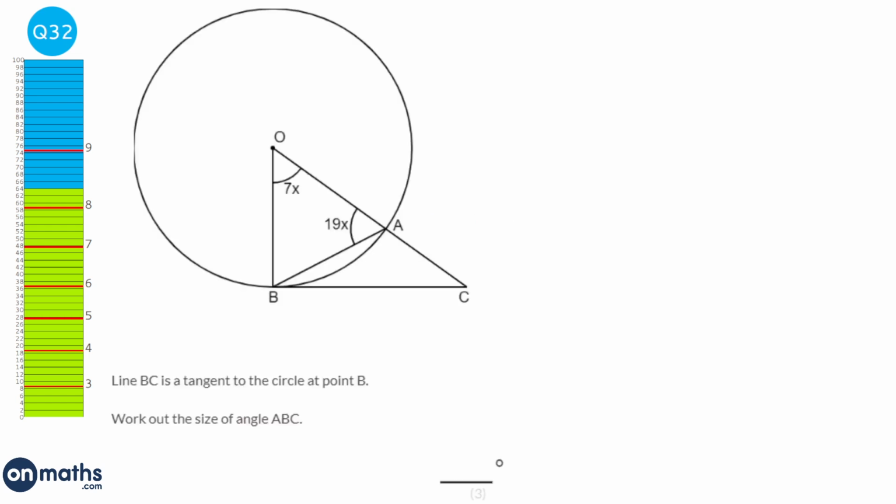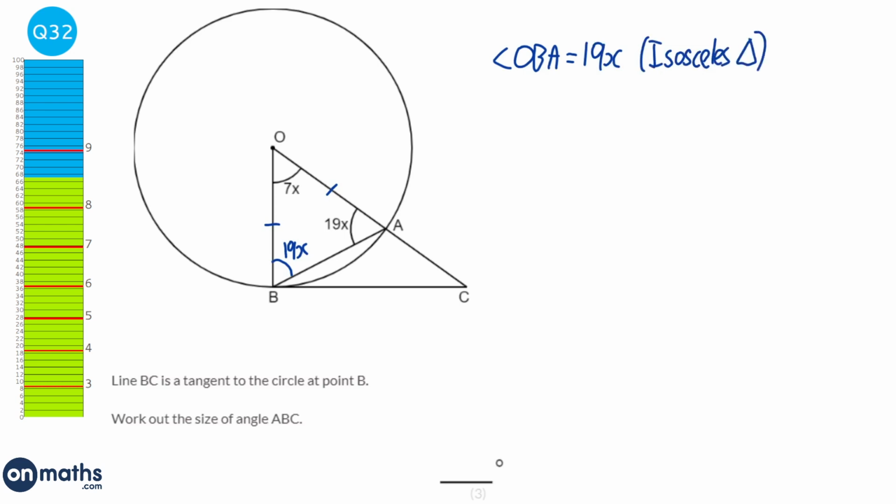First thing to notice is we actually have two radii here. So we've got this radius here and this radius here. And all radii are always equal in length. So we have an isosceles triangle here. So this angle here is going to be 19x as well. And we've got to write that down. So we're going to say angle OBA is equal to 19x. And the reason is it's an isosceles triangle.